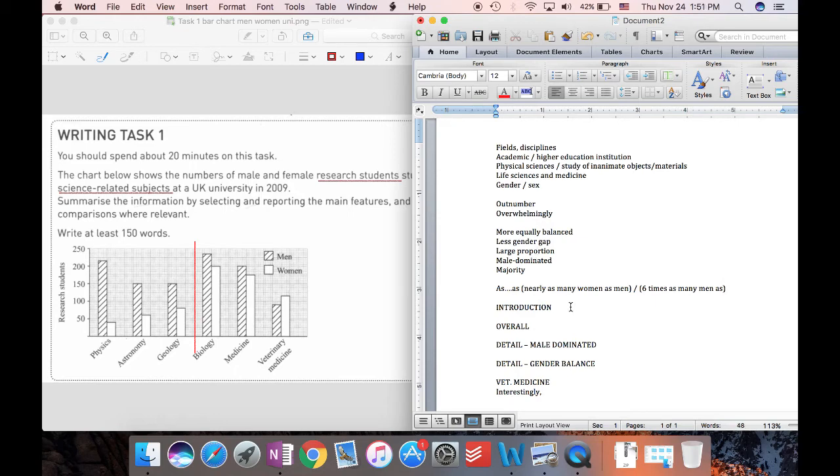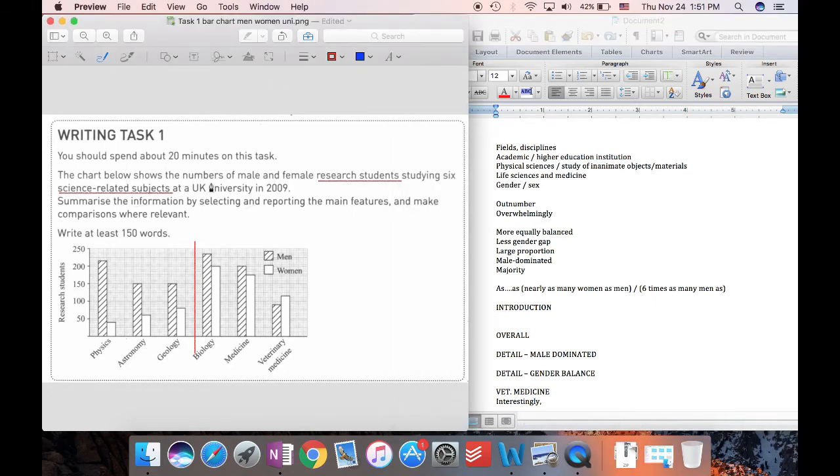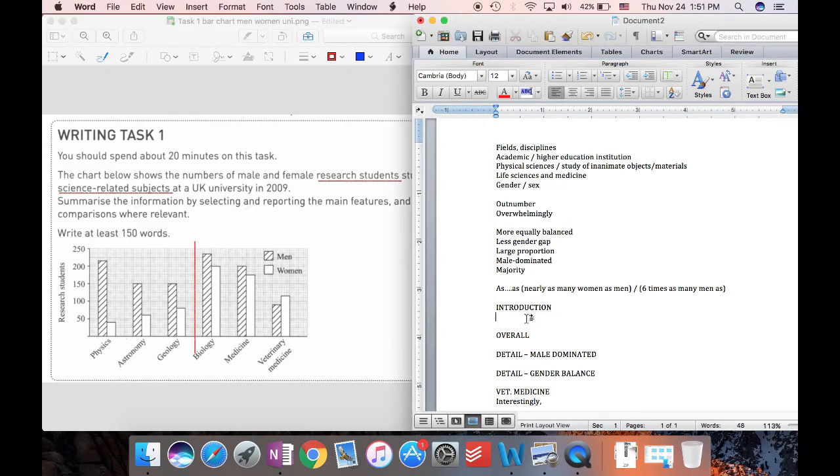And before you write, you can maybe jot down some language, some words, some phrases that you'd like to put in. So let's start writing now with the introduction. You've got to paraphrase the description here. So we've got the chart below shows. Okay, so let's say the bar chart shows, let's use the word illustrates instead. The bar chart illustrates the number of male and female research students.